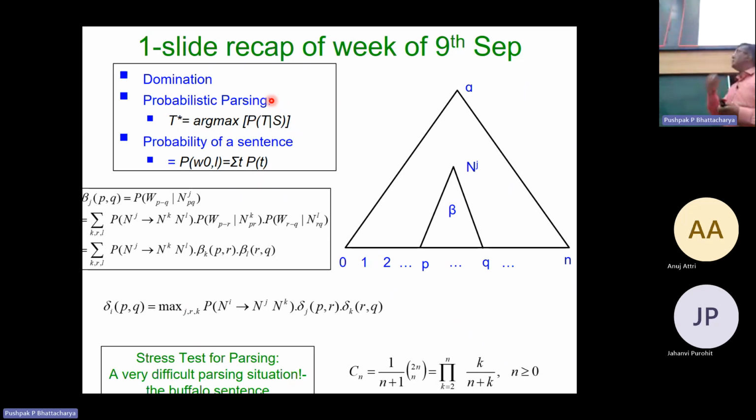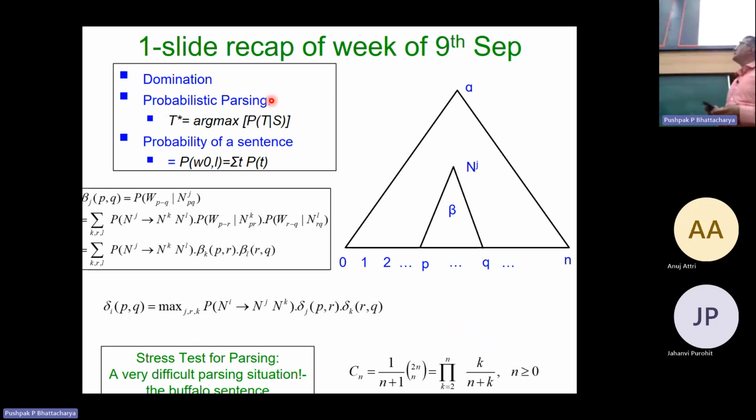Then we came to a number of very important formulae. The beta probability, you can see from the picture, is the probability that Nj dominates P to Q. So that is written by this notation, beta_j(p, q). What is the probability that Nj, the non-terminal Nj, generates the sequence P to Q?